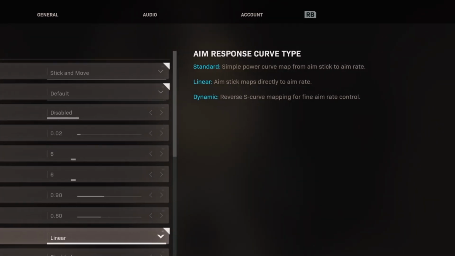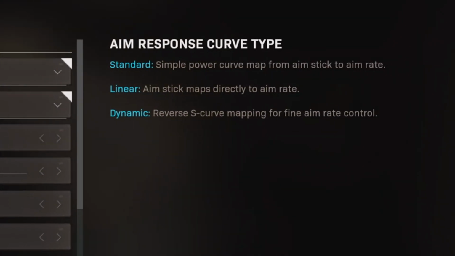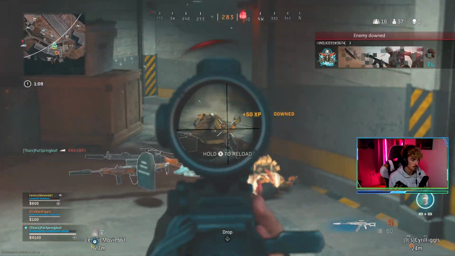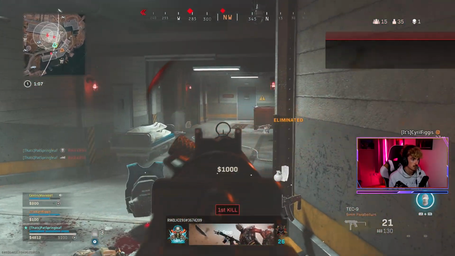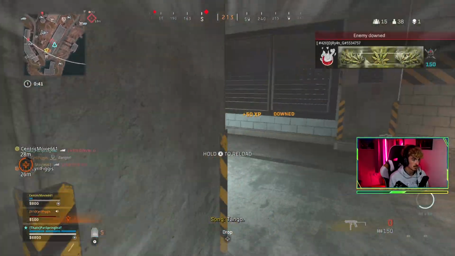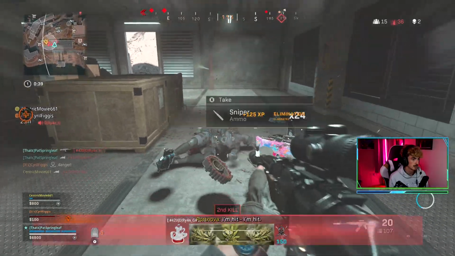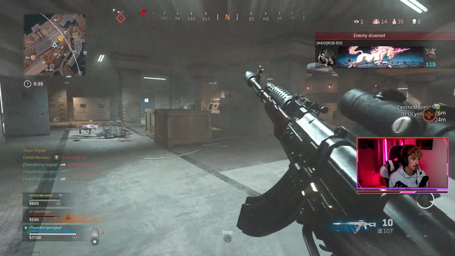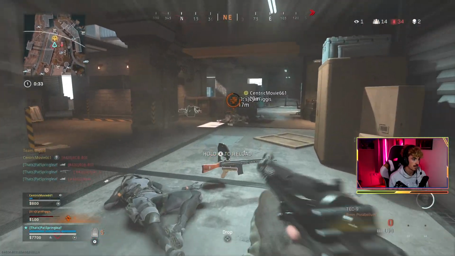Aim response curve settings are kind of overlooked in Warzone, and when I've made videos in the past I've suggested dynamic is the way to go, but now I really think linear is the best setting for the majority of players. I'm going to quickly talk about what a linear response curve is compared to dynamic and standard, along with their advantages, before discussing the best ways to get the most out of the linear response curve.